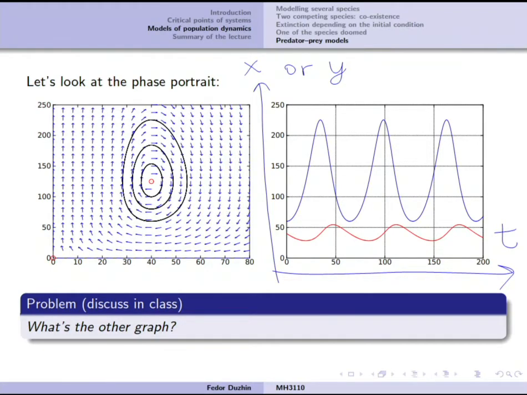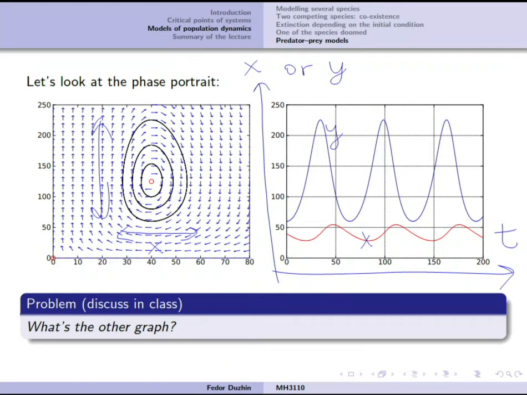So the red curve somehow is oscillating between 30 and 50, and on the left graph it corresponds to x, so x oscillating between 40 and 50, which means that this is x, and y is oscillating between, well, much bigger numbers, which means that the blue one is y. So here we plotted x and y on the same plane together just to see how the oscillations look.